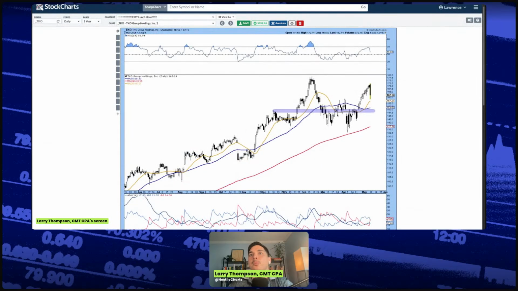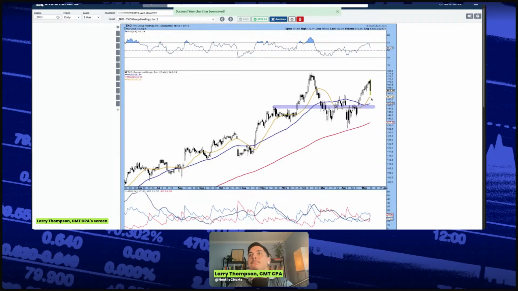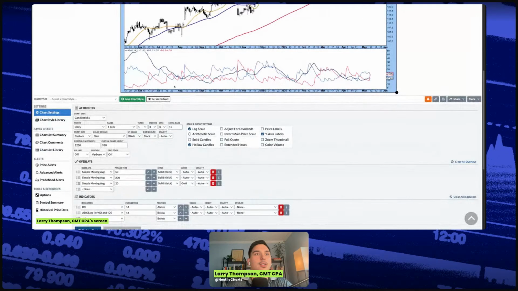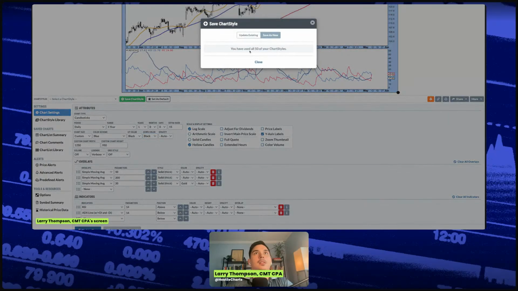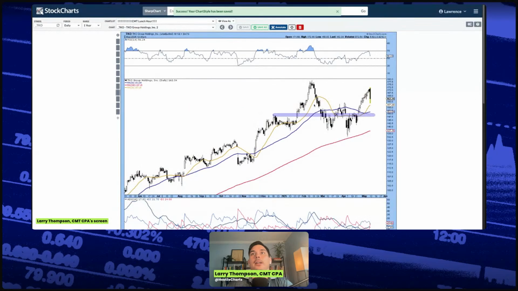But yeah, I don't hate this chart. I actually really like it. I think if we stay above, look, it's already kind of reacting. I think against this 155, 150 area, yeah, I think you could stay long TKO. Let's save this chart style. Let's update volatility. Great. So yeah, good name there by Crowd Warrior.